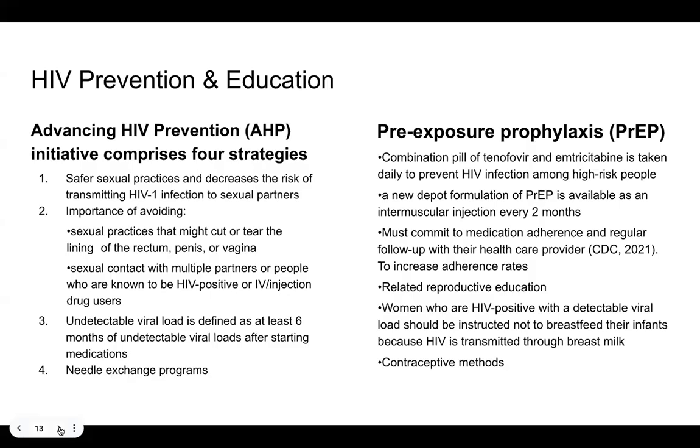This is also related to reproductive education. Women who are HIV positive with a detectable viral load should be instructed not to breastfeed their infants because HIV is transmitted through breast milk. We're also encouraging a lot of comprehensive contraceptive methods, things such as condoms and things like that. Those can also be pre-exposure prophylaxis.